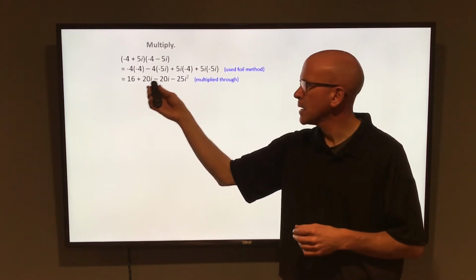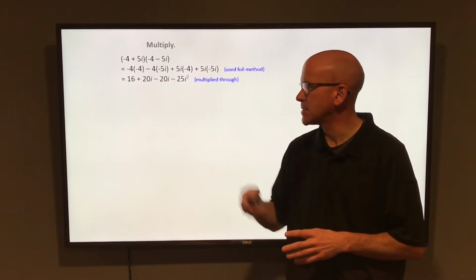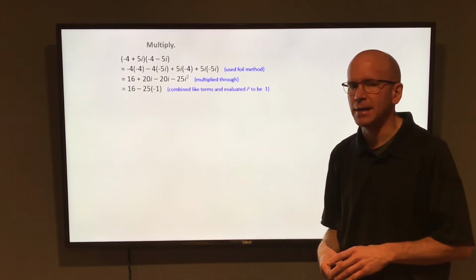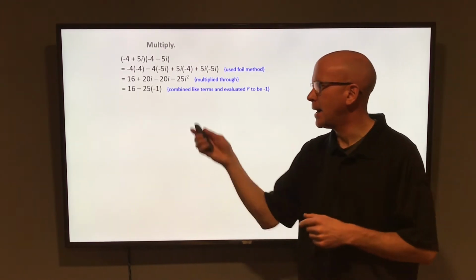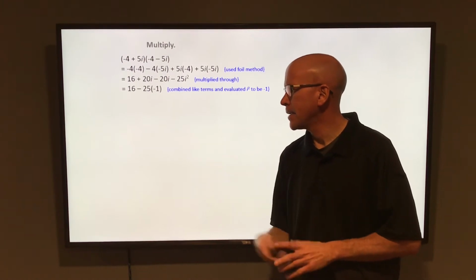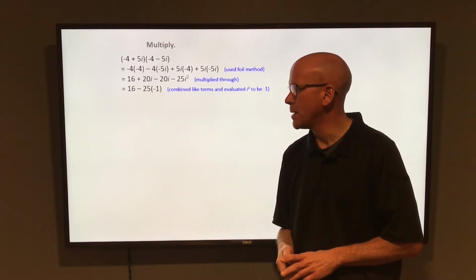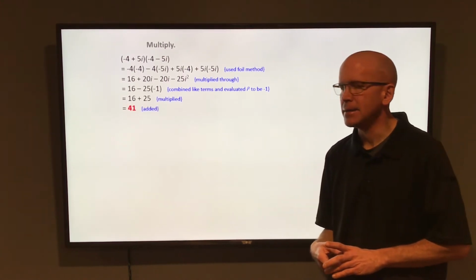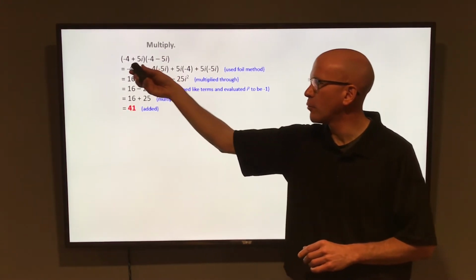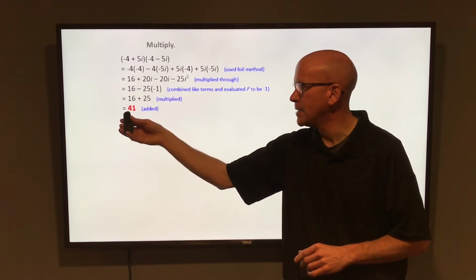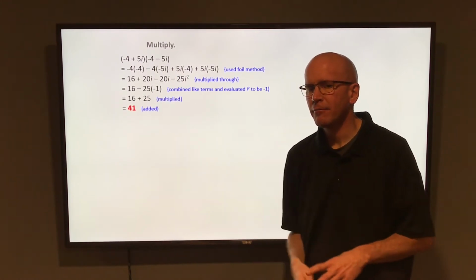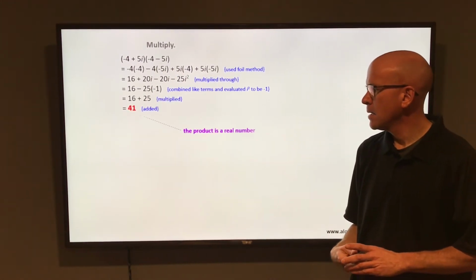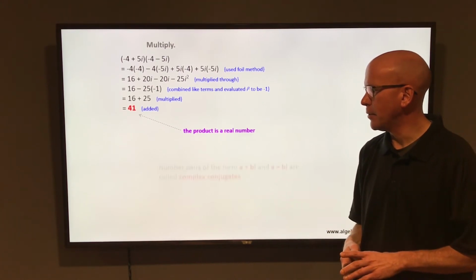That's 0. On the end, negative 25 times i squared, that's going to be negative 25 times negative 1. Why? Because i squared is negative 1. Negative 25 times negative 1 on the end, that would be a plus 25. So that is 16 plus 25, and that is 41. So when you multiply negative 4 plus 5i times negative 4 minus 5i, you actually get a real number, 41. This product is a real number.